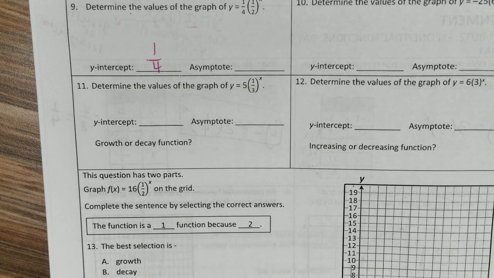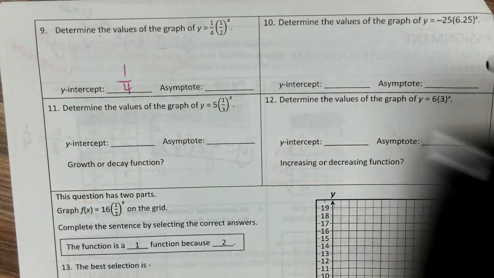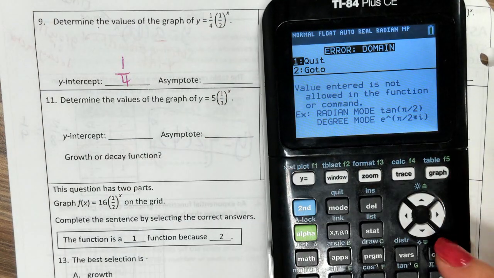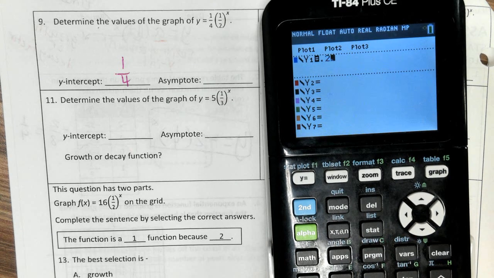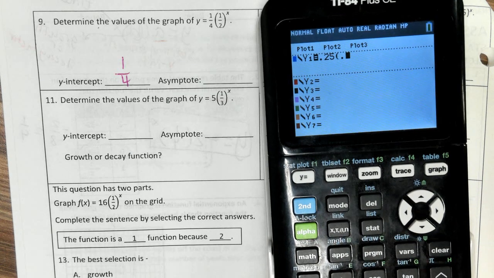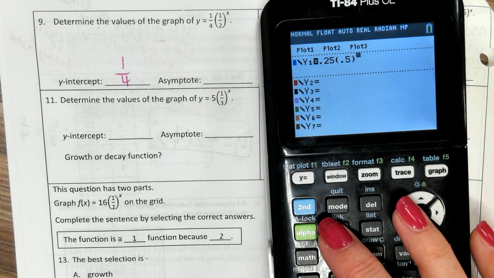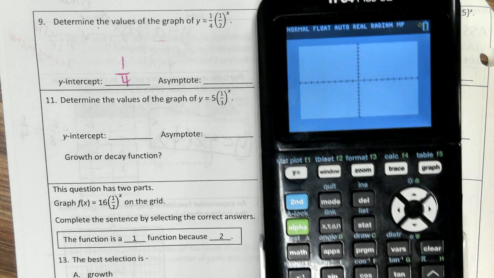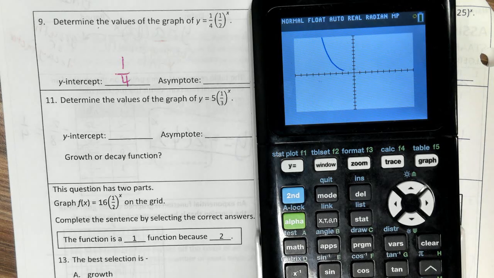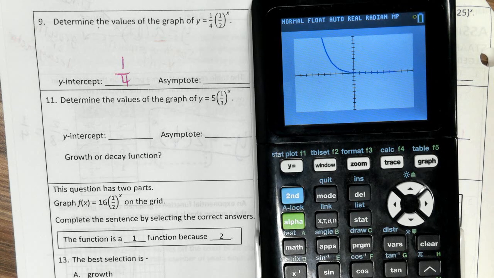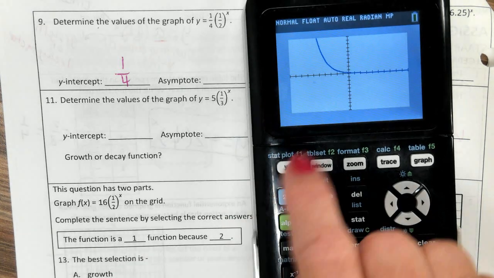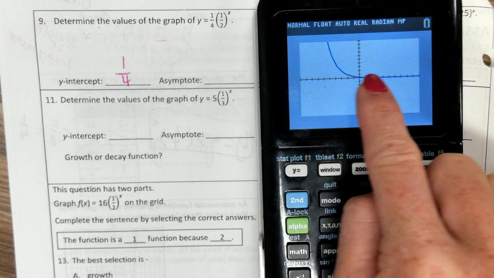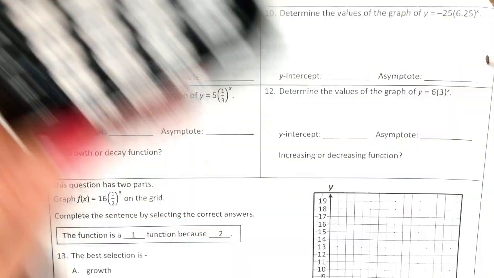But if you want to check them, you could go put this in your calculator. So I would go put in 1/4 times 1/2 raised to the x power. Hit graph, and then you can see that it is approaching the x-axis. It's never touching it. It looks like it's touching it, but it's not. So this line right here is y equals 0. So that is your asymptote.